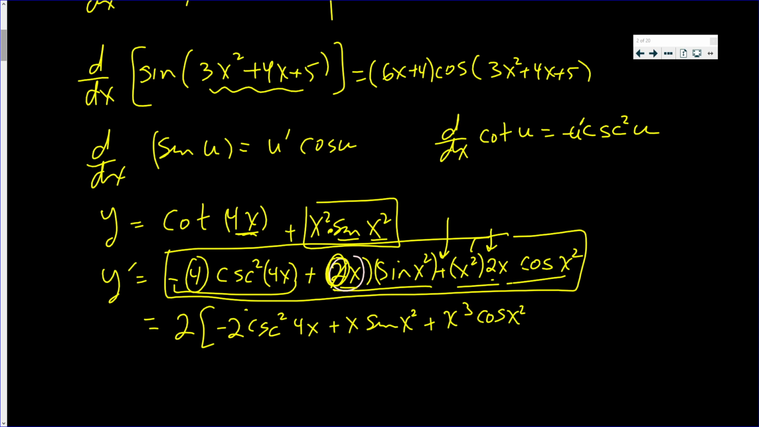I factored out the 2. And I noted that x squared times x is x cubed. There's your answer. Even if that were an x, we don't have sine squared x plus cosine squared x. Okay, there is the answer.